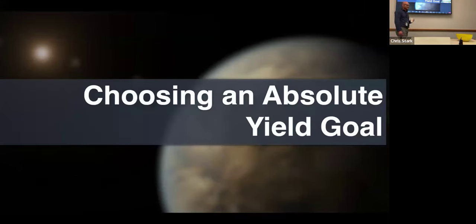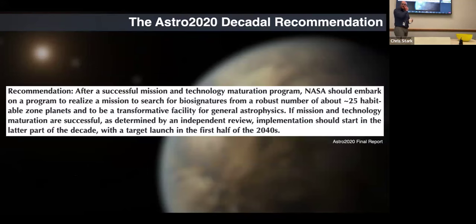Now, calculating yields is fun and good and all, but at some point you have to choose an absolute yield goal. So how do you do this? How do you choose what our goal is for the mission? Fortunately, we kind of don't have to do this. The Astro 2020 decadal told us thou shalt observe 25 potentially Earth-like planets. But the question becomes, how did the decadal arrive at this number?